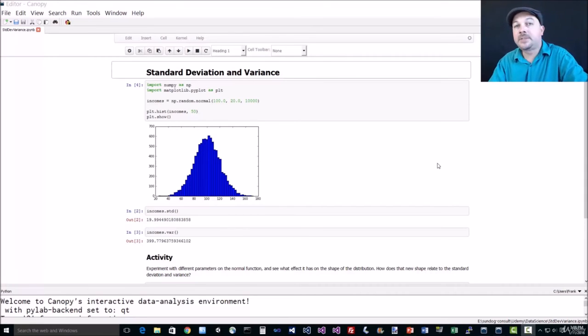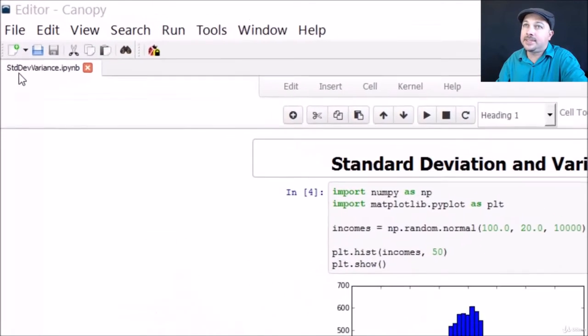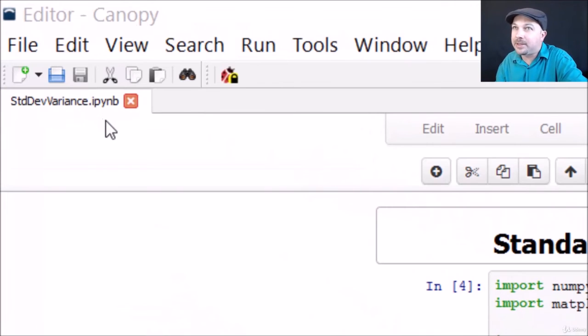Let's write some code here and play with some standard deviation and variances. So if you pull up the std variance Python notebook, the standard deviation variance file, follow along with me here. Please do, because there is an activity at the end that I want you to try.